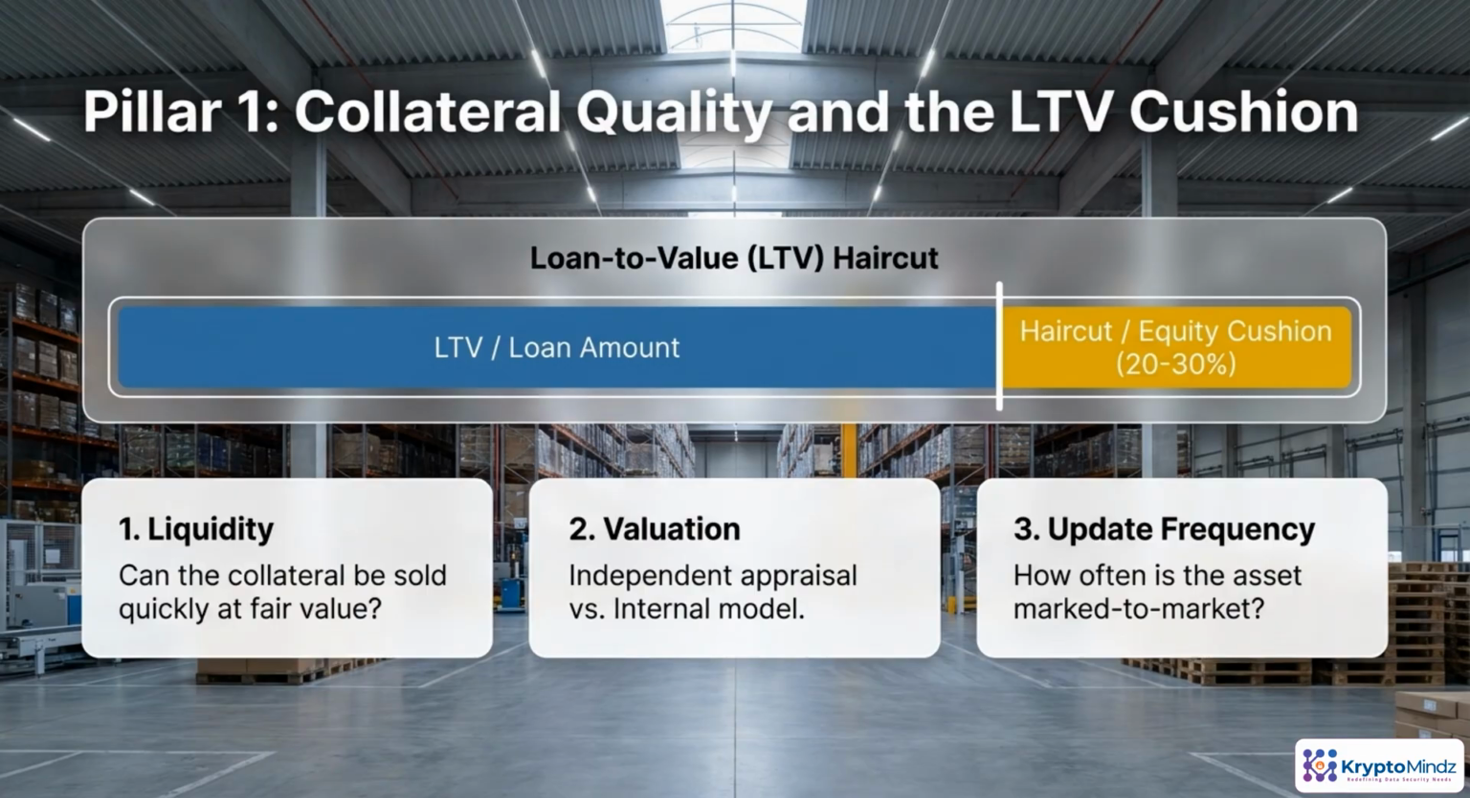When a protocol talks about collateral quality, it's really asking how big a buffer is needed between asset value and loan size. That's the loan-to-value haircut or equity cushion. Higher quality collateral lets you lend more safely against it. To judge quality, focus on three things: liquidity, so assets can be sold quickly at fair value; valuation, ideally from independent appraisers; and update frequency, so prices are refreshed before small issues compound into big losses.